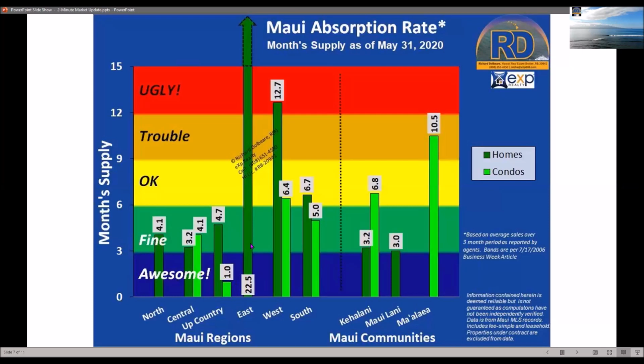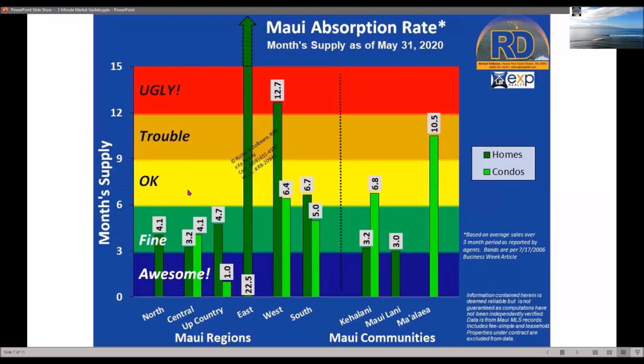On the other hand, let's go over to the west side and look at homes, which is up in the ugly region, the red region. If you're a homeowner there wanting to sell, that's going to be tough. You're on average going to have to wait over 12 months to get it sold. So if you're wanting to do it sooner than that, like I said before, you better get your price down and the condition up so that it's better than the competition.